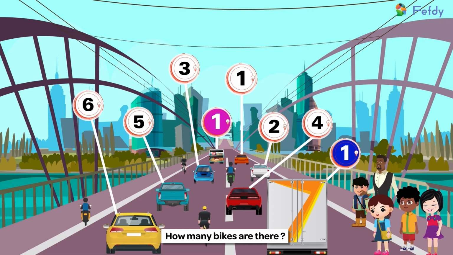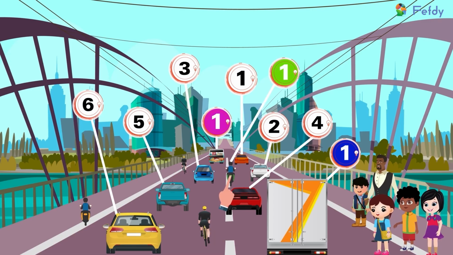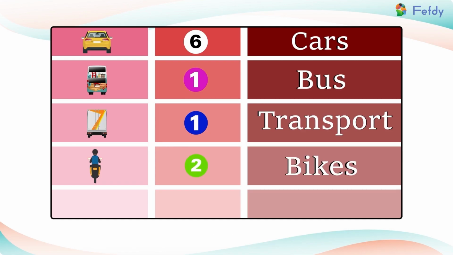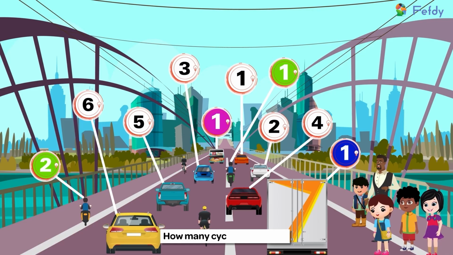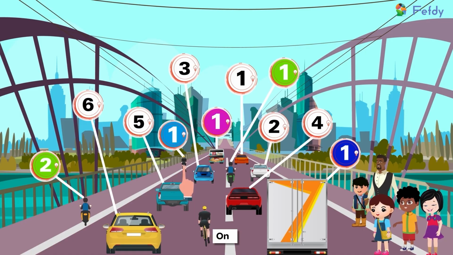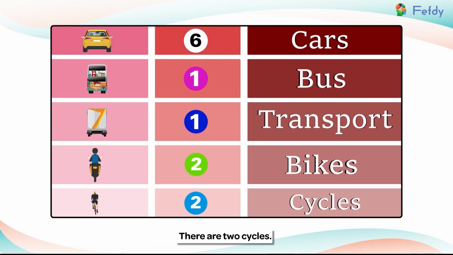How many bikes are there? 1, 2. There are 2 bikes. How many cycles are there? 1, 2. There are 2 cycles. How many total number of vehicles, Ibad?